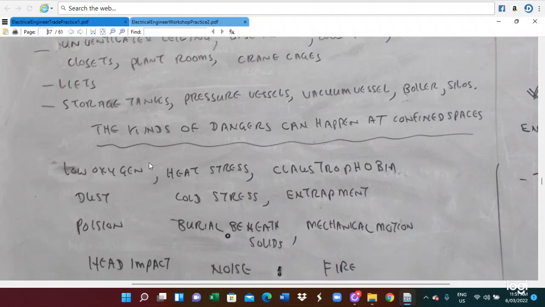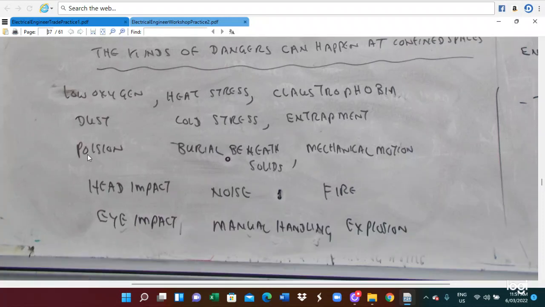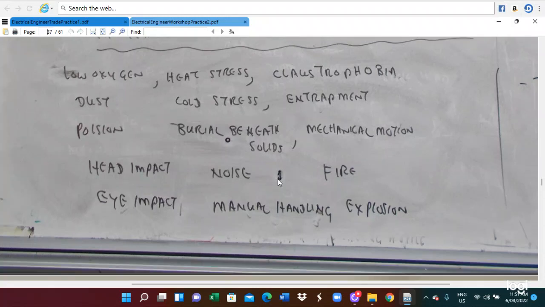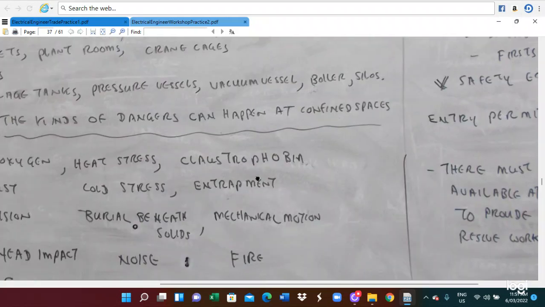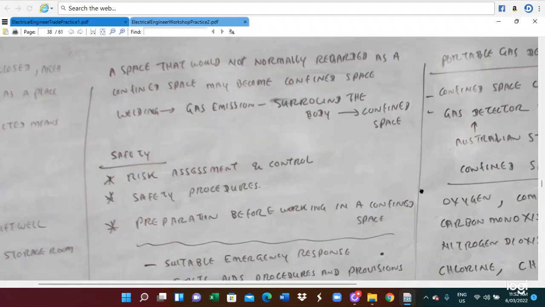So the kind of danger that can happen in the confined space is because there will be low oxygen, heat stroke can happen, and also catastrophes and also the dust, cold sweat, entrainment can happen. Now, there can also be poison gas, venomous solids, mechanical motion. So those are heat impact, noise, fire, eye impact, manual handling, and explosion. Those are the kind of danger that can happen at the confined space. So therefore, a space that can normally be regarded as a confined space may become a normal.